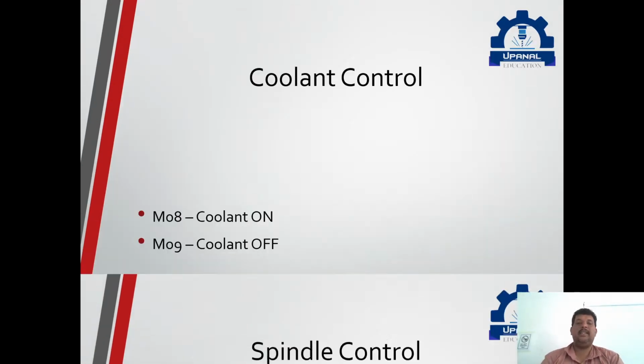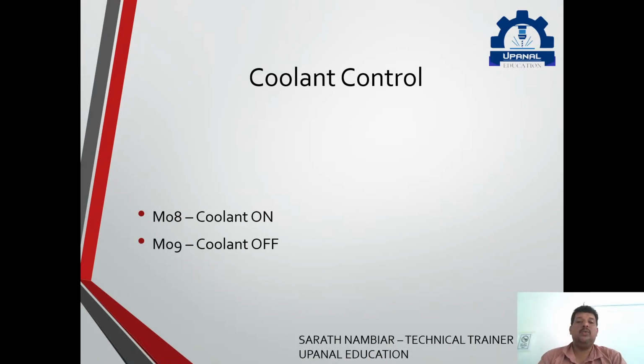The next is the coolant control. For coolant control, we have two codes. One is M08, which will be coolant on, and M09 will be coolant off. Turning on the coolant has many types. We have mist cooling, we have flood coolant, different types. Whichever we have given the system, to turn on the coolant we'll be using M08, and to turn off the coolant, it will be M09.